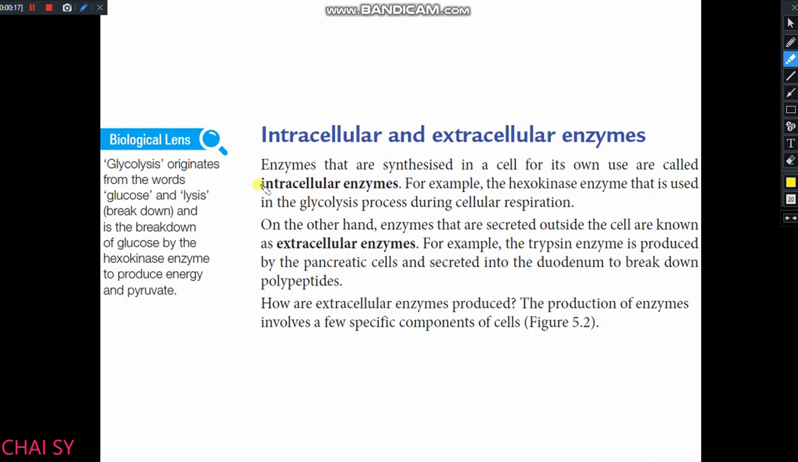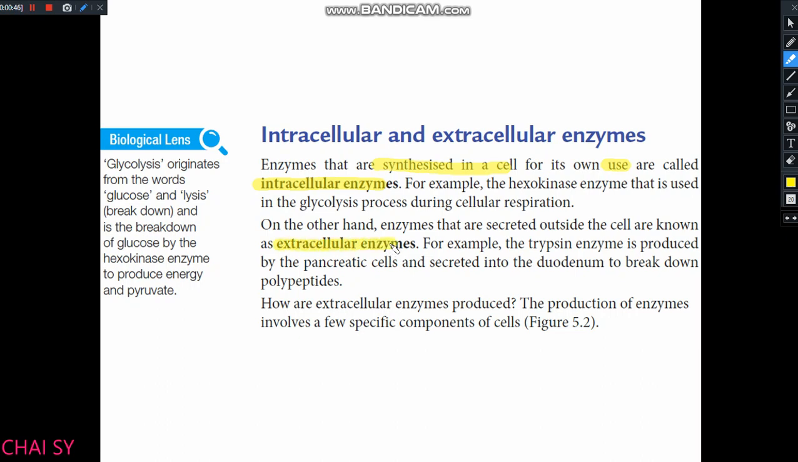So here, intracellular enzyme means the enzyme that is synthesized in the cell and used in the cell. Synthesized in the cell and used in the cell. That means synthesized in cell A and used in cell A. That means intracellular enzyme. And what about extracellular enzyme?